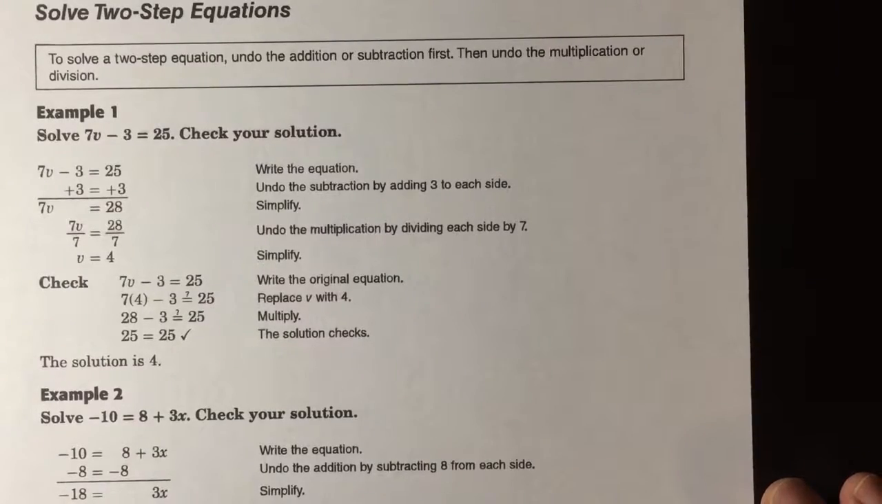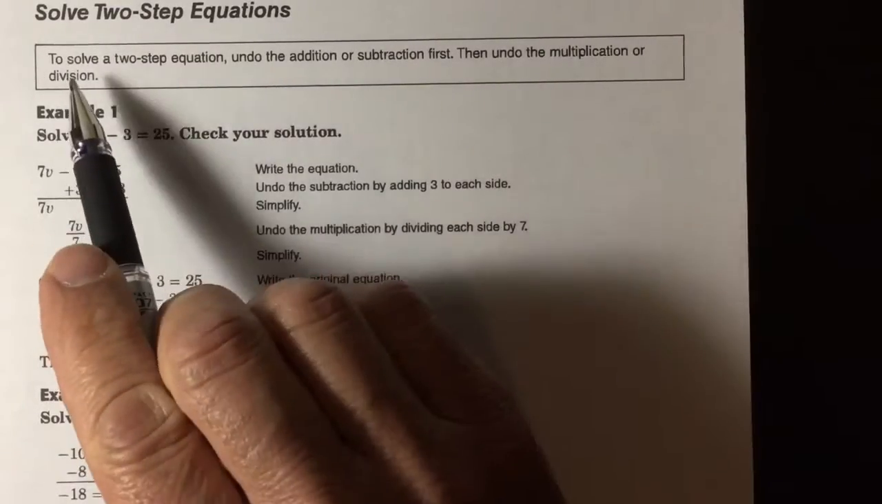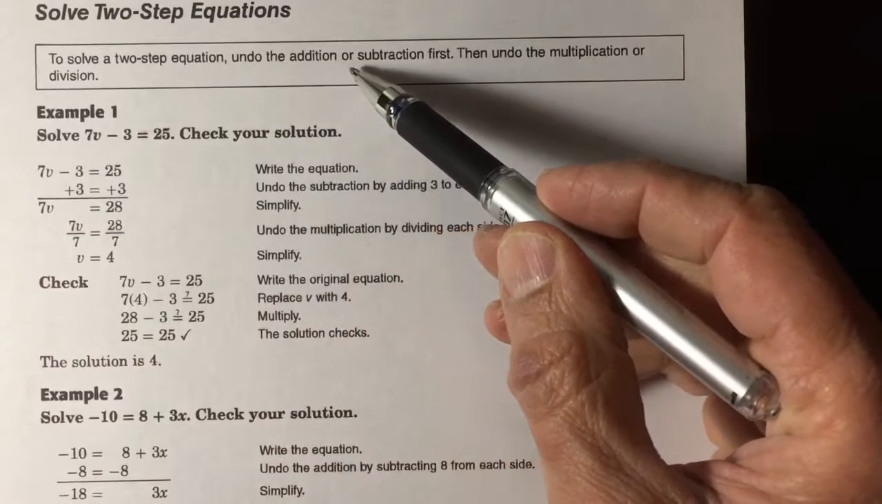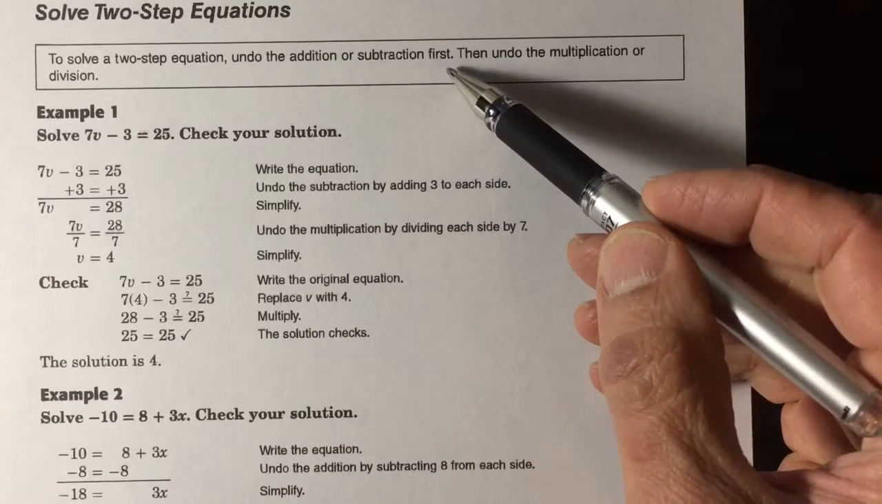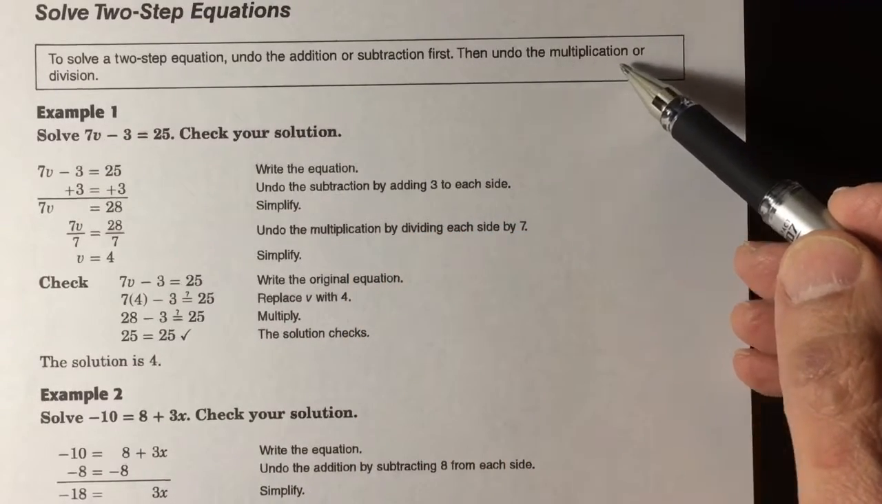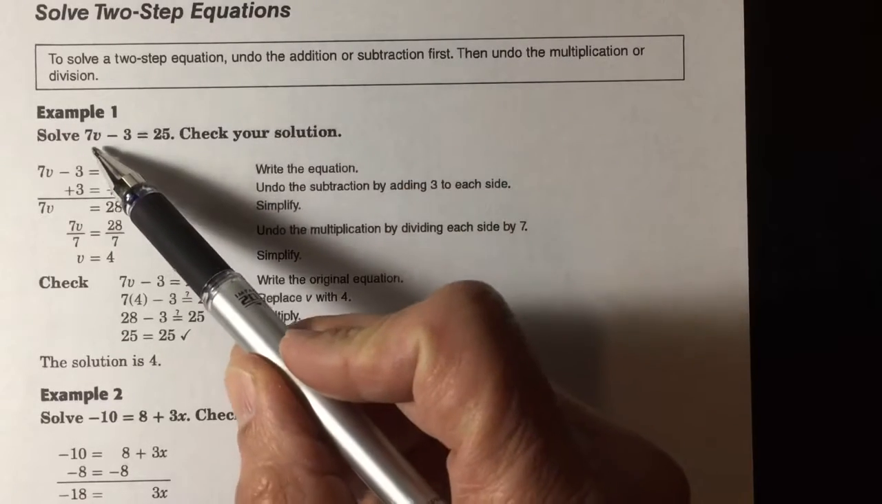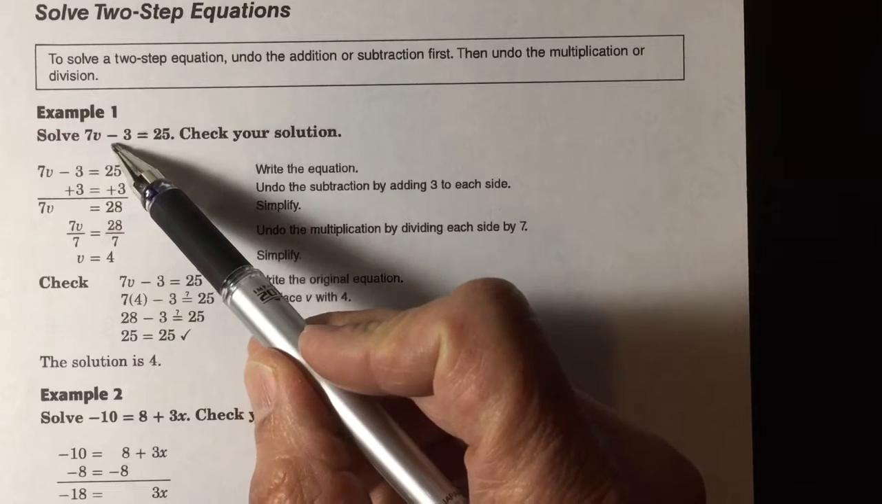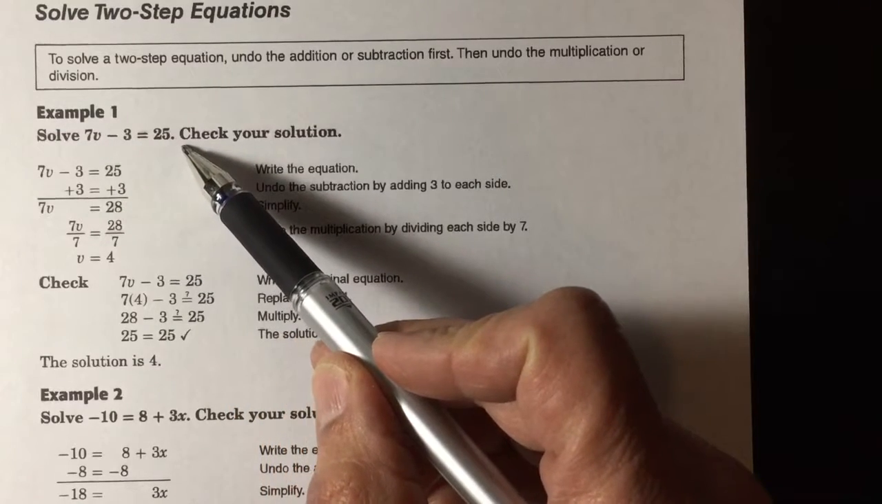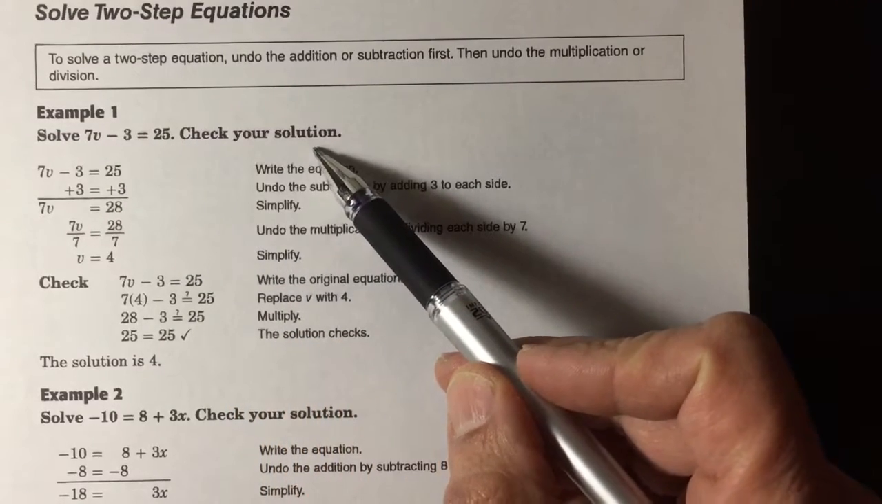Solve two-step equations. To solve a two-step equation, undo the addition or subtraction first, then undo the multiplication or division. Example 1. Solve 7v minus 3 equals 25 and check your solution.